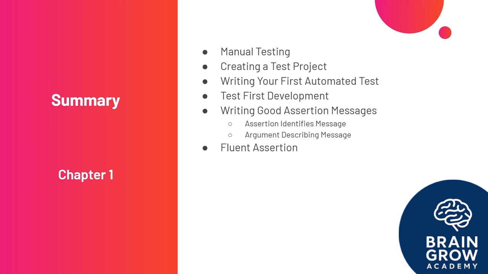process. We created a test project and wrote the first automated test. Then we moved on and removed the code and everything from scratch based on the test-first development. We talked about writing good assertion messages and wrote an excellent assertion message for the test we had written. Finally, we installed the Fluent Assertions library and used it in our tests.